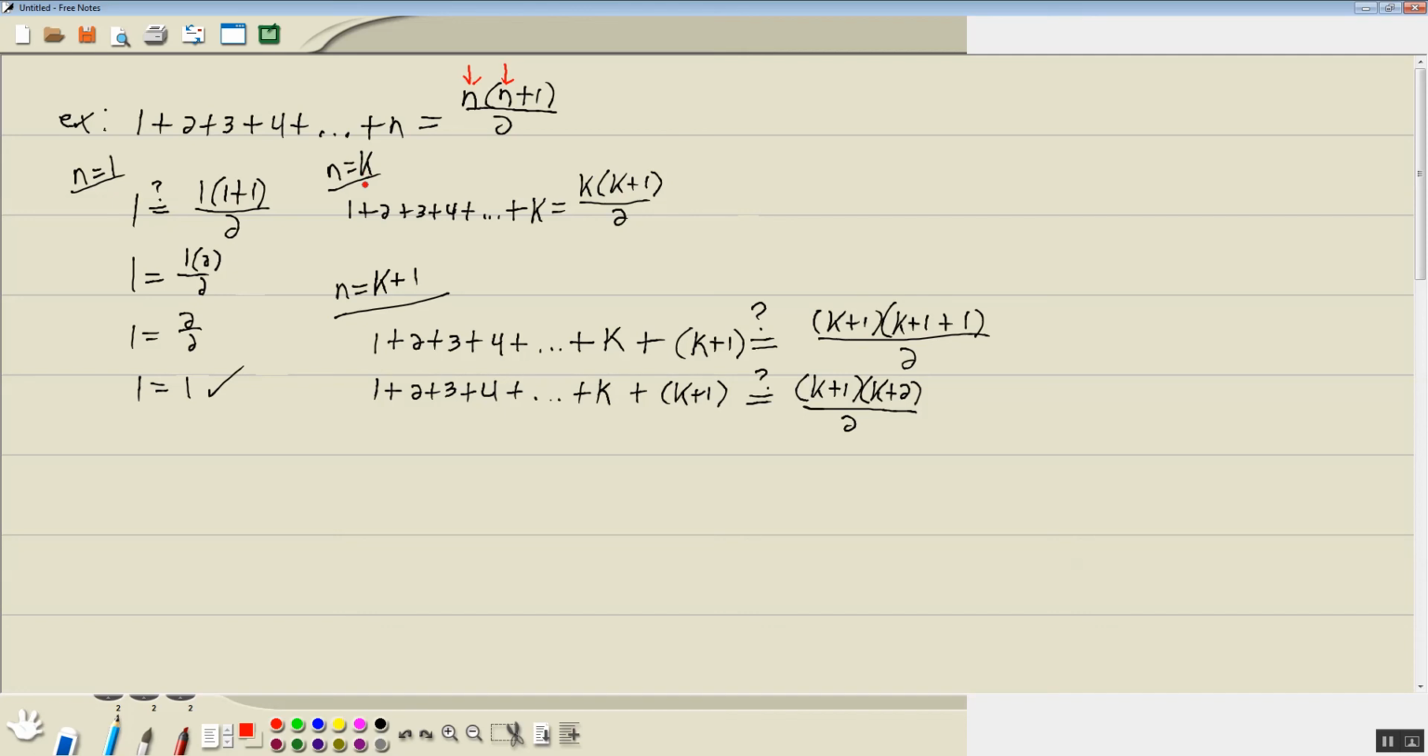Well, up here, we said that 1 plus 2 all the way up to k is equal to this right here. So we're going to replace 1 plus 2 all the way up to k with the right-hand side. So this becomes k times k plus 1 over 2 plus, and then k plus 1. And we're still trying to show that that's equal to the right side.